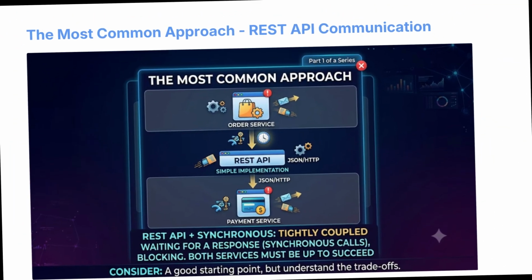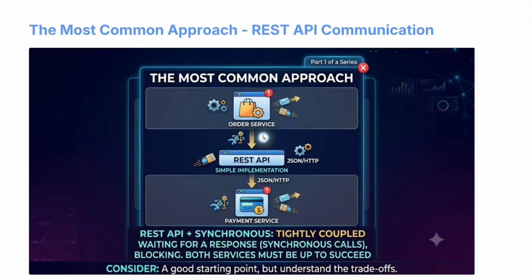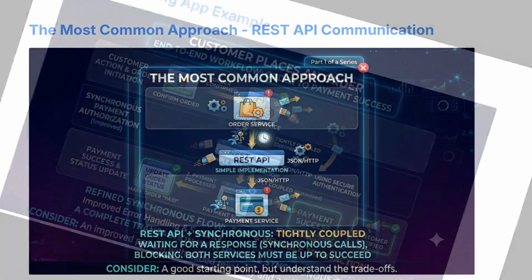REST APIs are the most widely used communication method between microservices. One service sends an HTTP request, and another service immediately returns a response. REST is simple, easy to understand, and supported by almost every programming language. That's why architects often choose REST for synchronous operations where an immediate response is required.